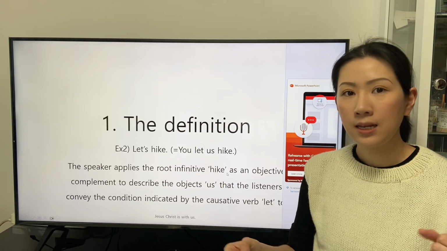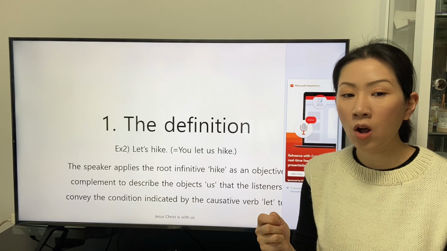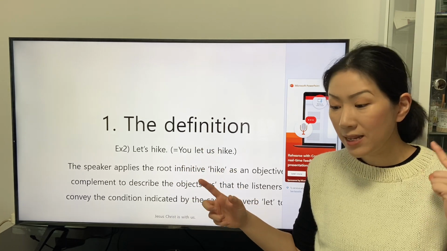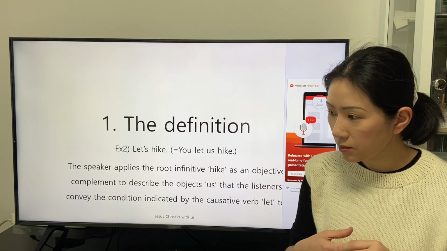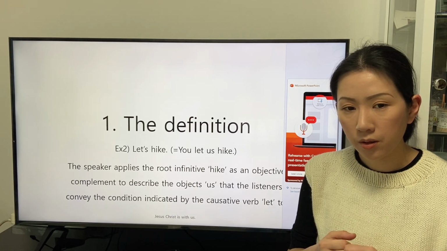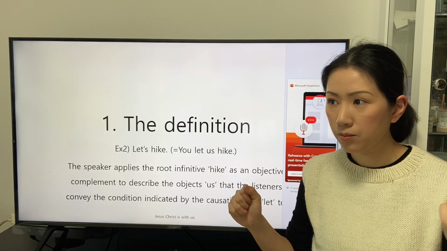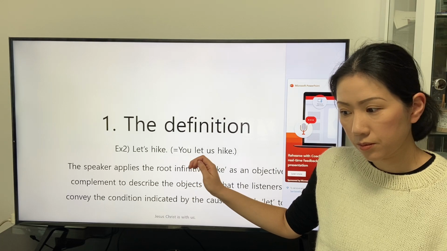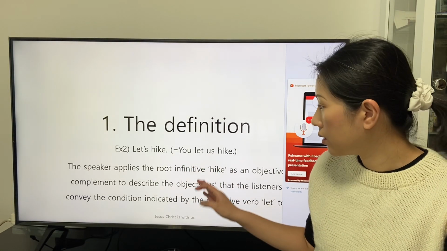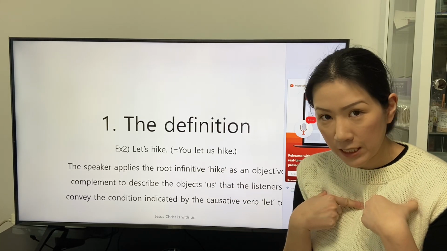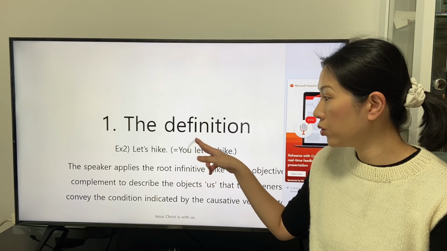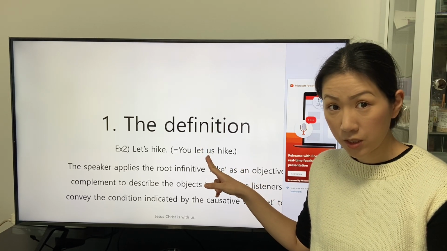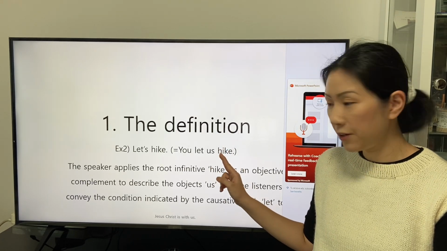The verb let is classified as a causative verb because the causative verb let delivers the intent of the speaker, the subject, to the object, for the object to actualize the definition of the root infinitive.